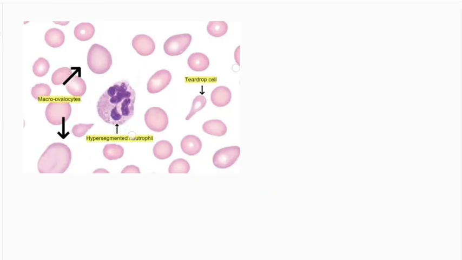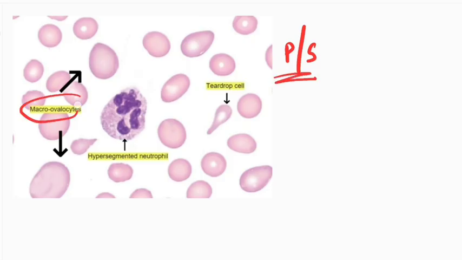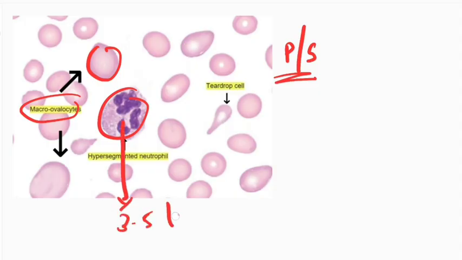So abnormally large RBCs in the bone marrow, I call them as what? Megaloblast. So we'll quickly see what are the things we see in the peripheral smear in megaloblastic anemia. You're going to see macro-ovalocytes. You can see these large oval RBCs. You can see hypersegmented neutrophils. See, neutrophil normally has 3 to 5 lobes. But you can see here there are more than 5 lobes.